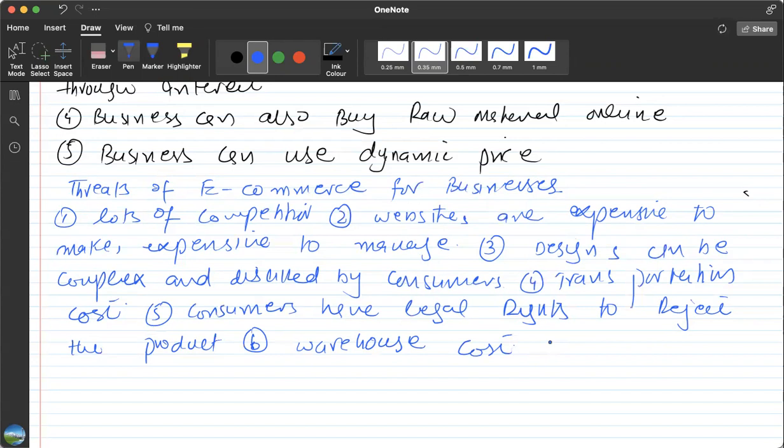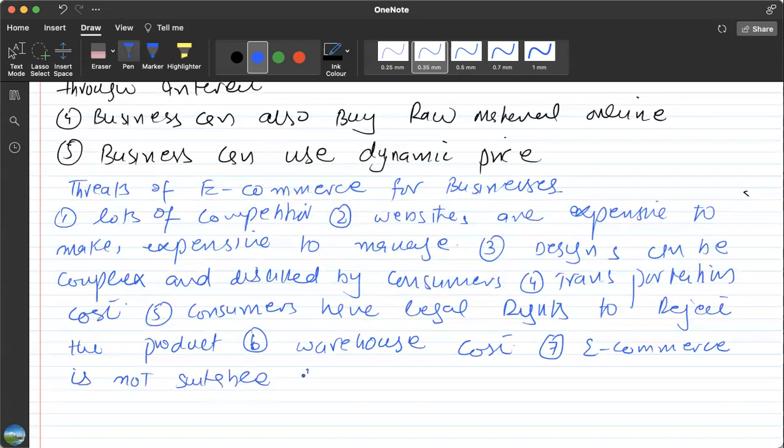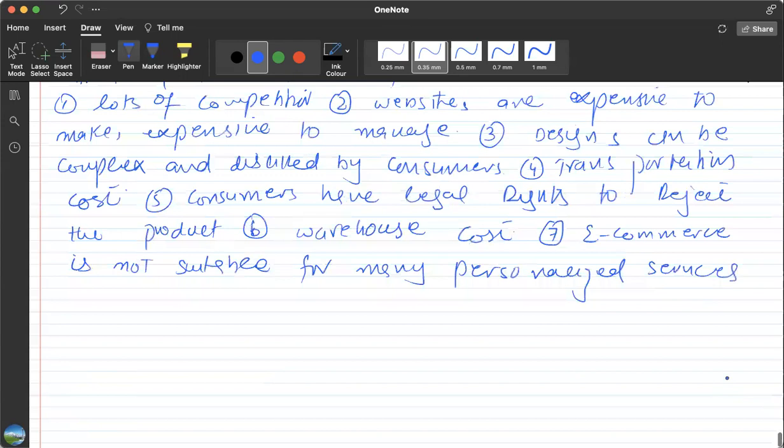And e-commerce is not suitable for many businesses who sell personal services. You can hire a barber online, yes, but the barber cannot cut your hair online. He has to visit you personally for that. Okay. Moving ahead, there are certain opportunities for consumers too of e-commerce.